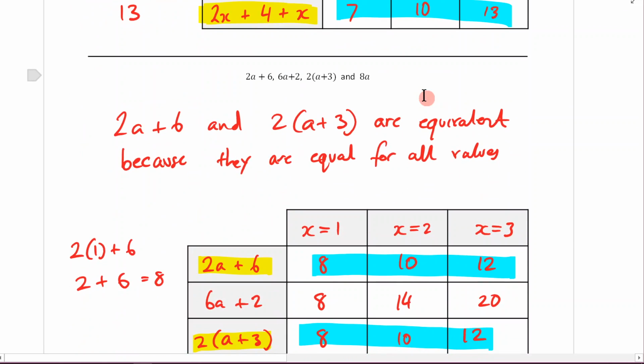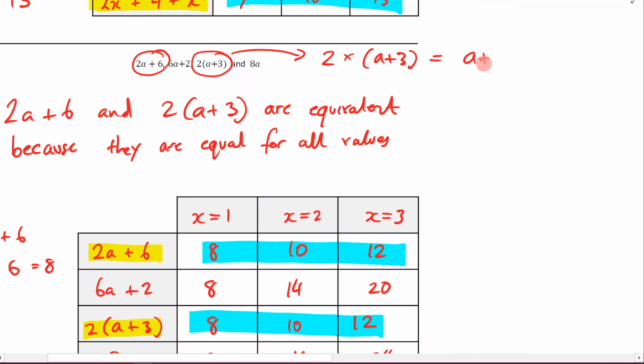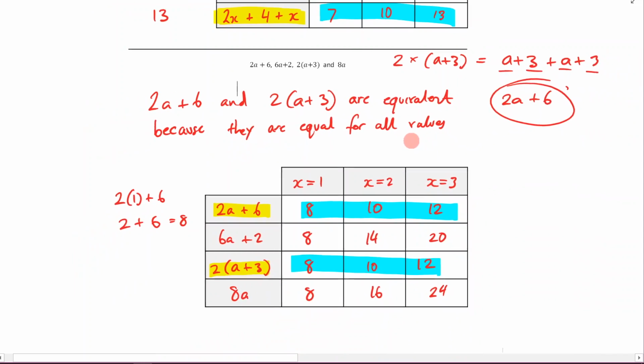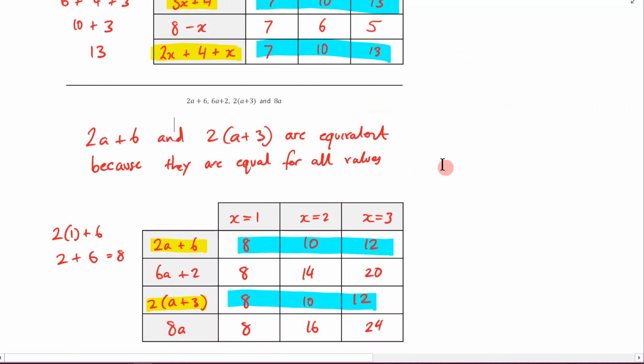And so too with what we found here. And we'll talk about that more next lesson, but if we have 2a plus 6 and 2(a plus 3), what this tells us is 2 times a plus 3, right? And that's the same thing as a plus 3 plus a plus 3. Well, I've got an a and an a, which is 2a, and a 3 and a 3, which is 6. 2a plus 6, which is what we have here. So even though in this lesson you need to know how to make this table of values, figuring out algebraically is far, far simpler.